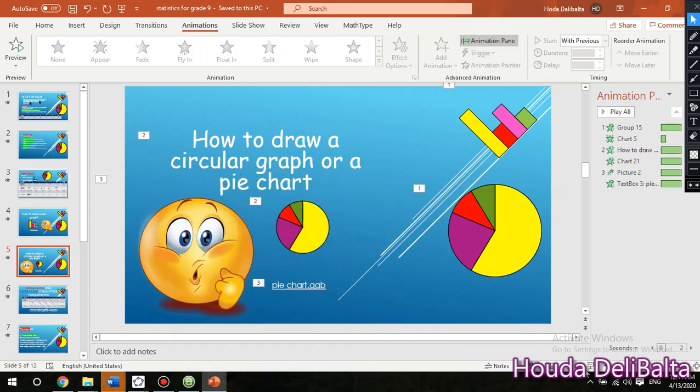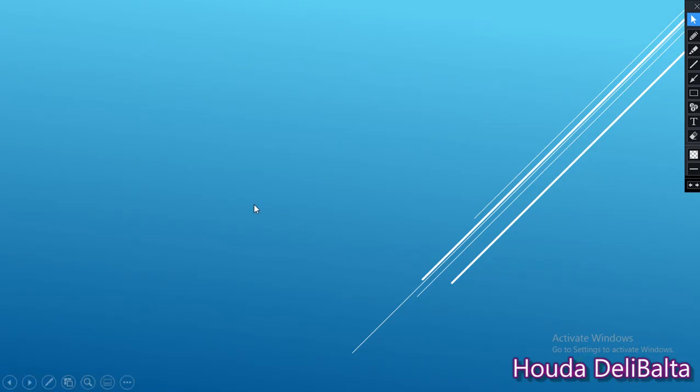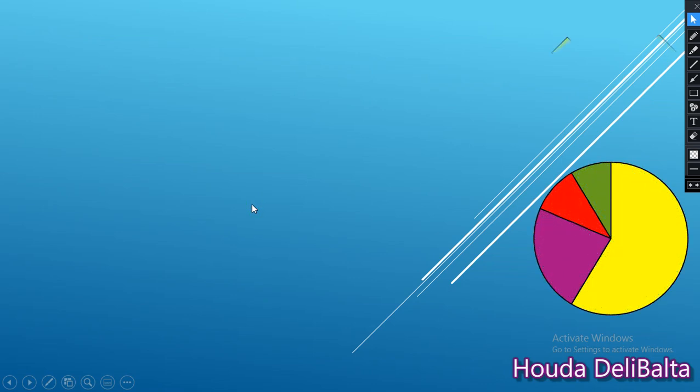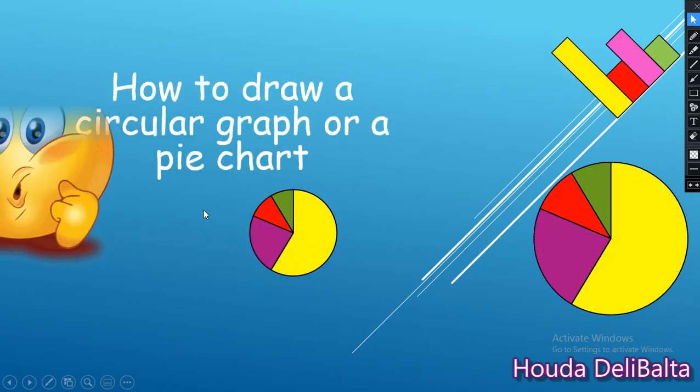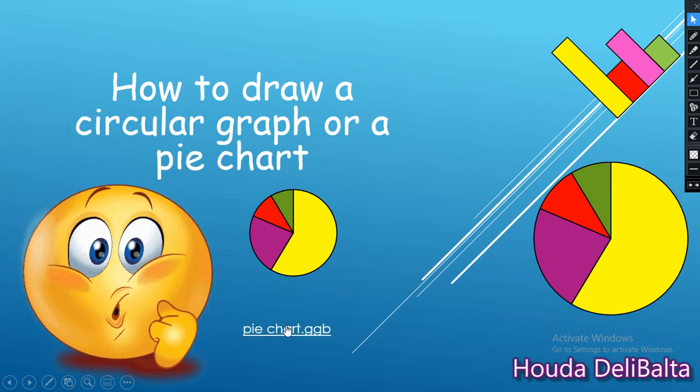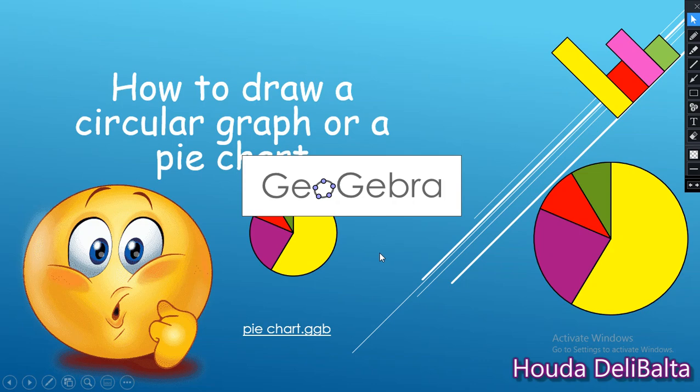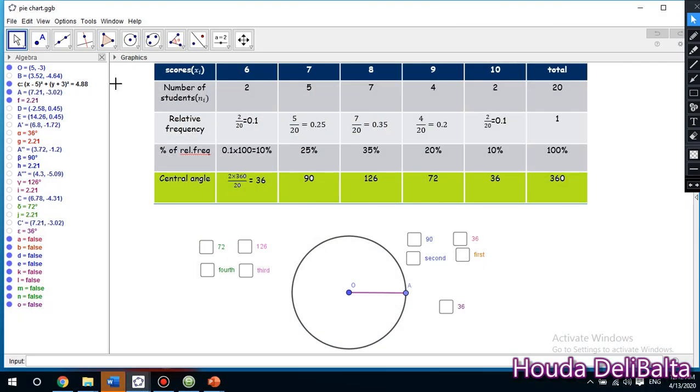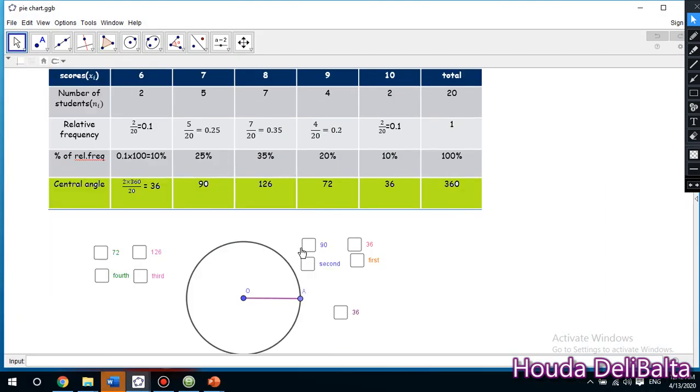And now let's learn how to draw a circular graph or a pie chart, and sometimes we call it a circular diagram. Let's follow this link and go to GeoGebra. Let's close this. Okay, first of all, we draw a circle and a horizontal radius, and we have to start that way. We care about the central angles here in the given table.